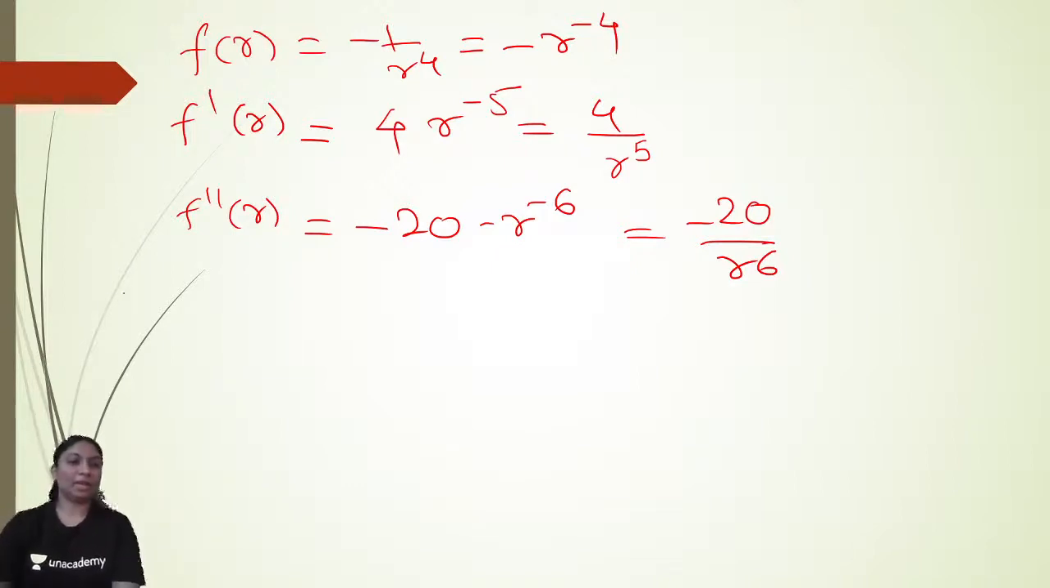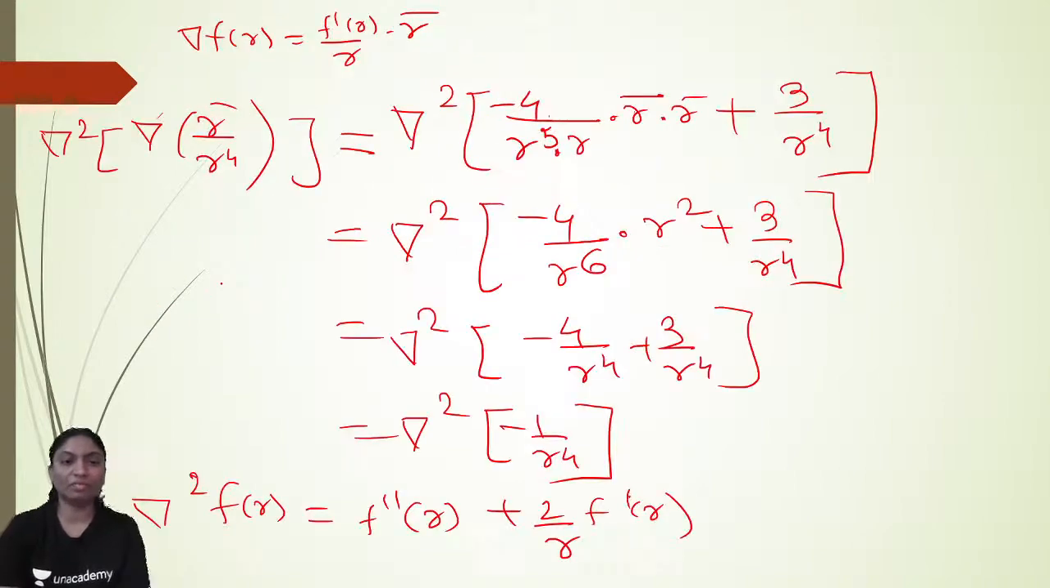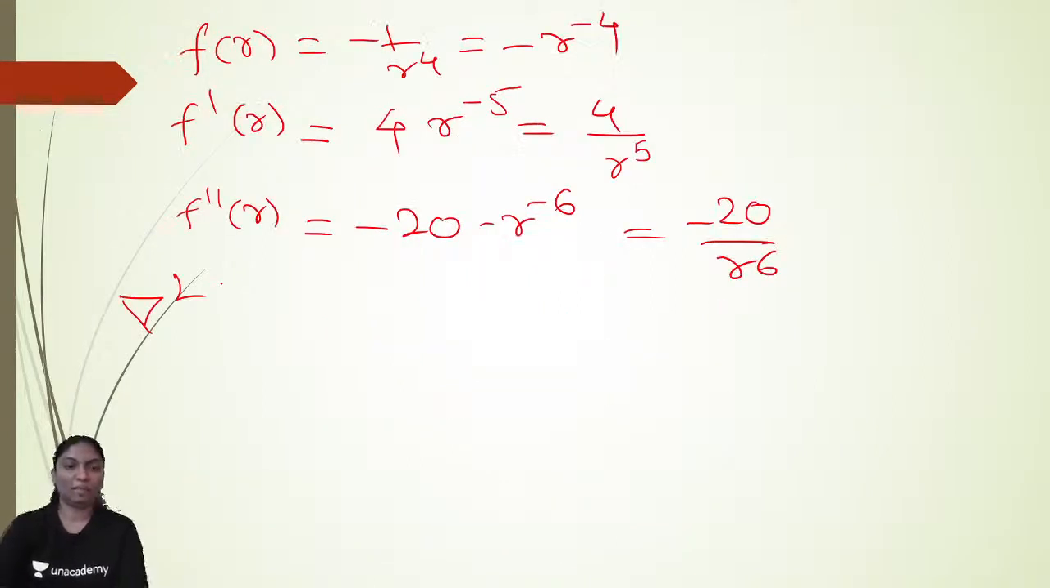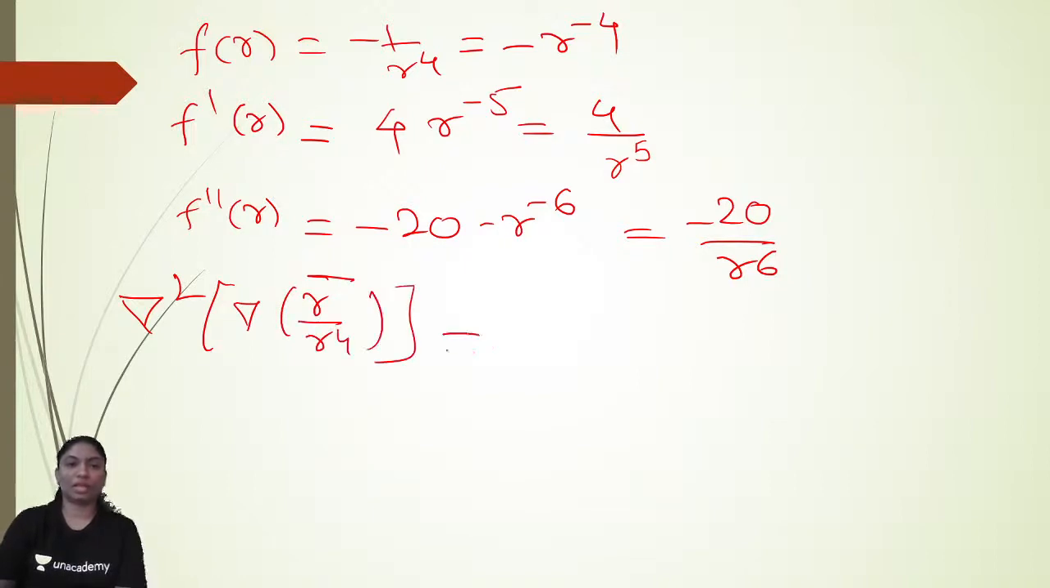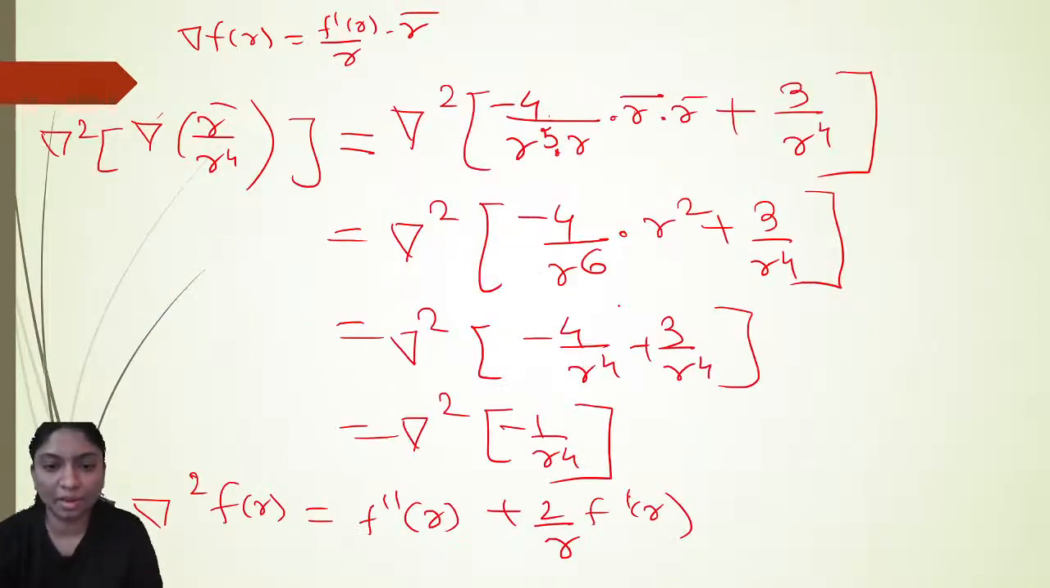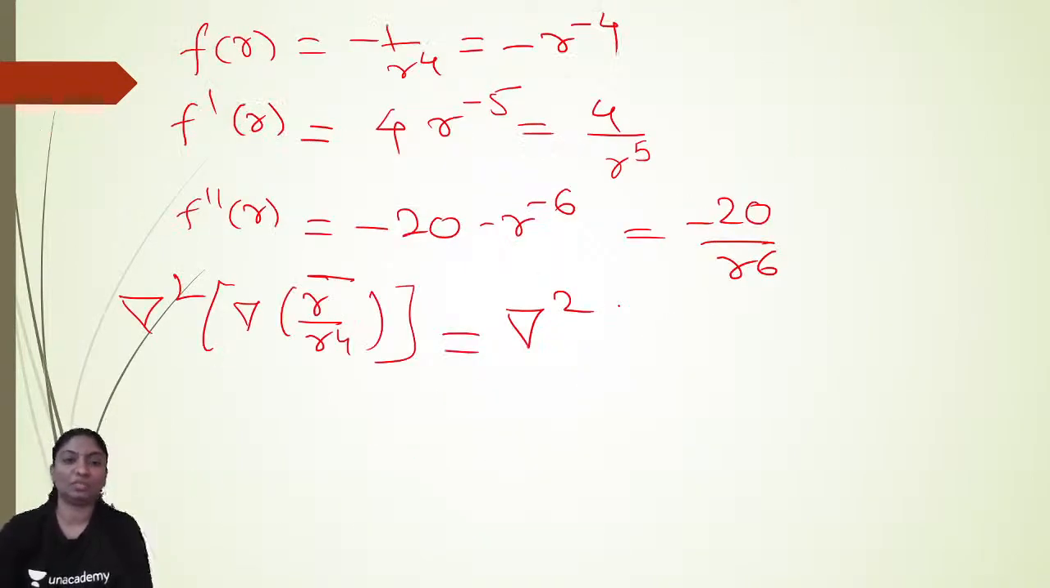Now we will prove del square of f of r is equal to del square of del of r bar upon r raised to 4, is equal to del square of -1 upon r raised to 4.